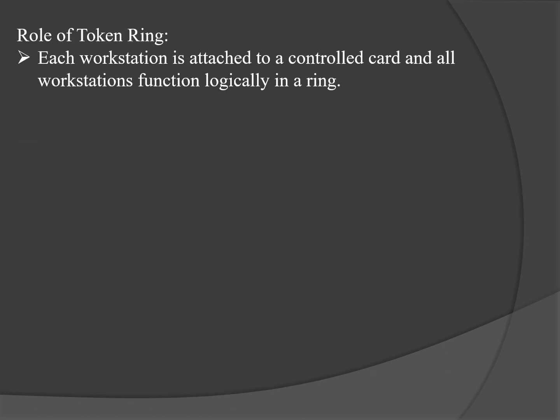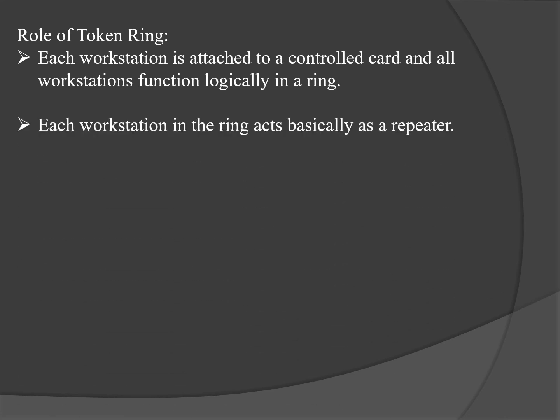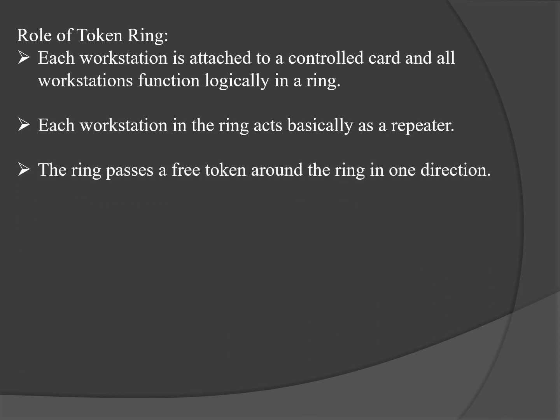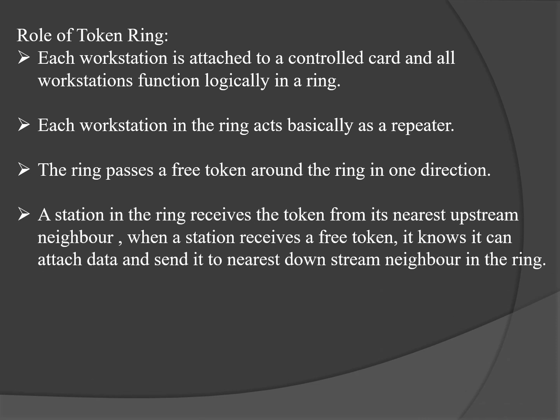Role of token ring. Each workstation is attached to a control card and all workstations function logically in a ring. Each workstation in the ring acts basically as a repeater. The ring passes a free token around the ring in one direction. A station in the ring receives the token from its nearest upstream neighbor, that is, from A, B will receive the data. When a station receives a free token, it knows it can attach the data and send it to the nearest downstream station, that is, its neighbor in the ring.